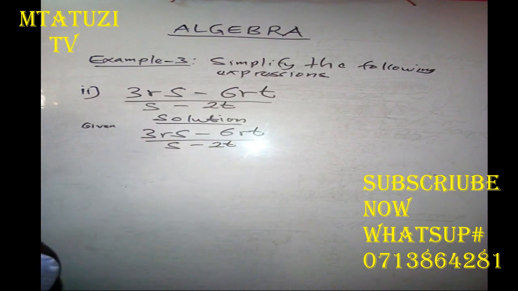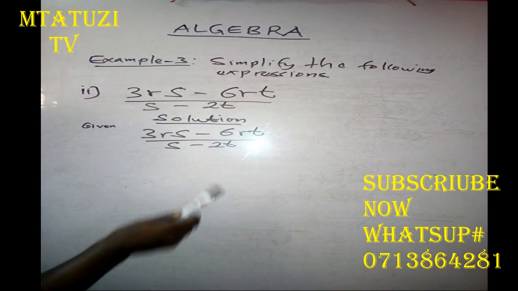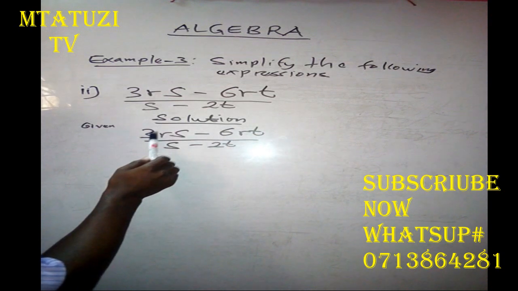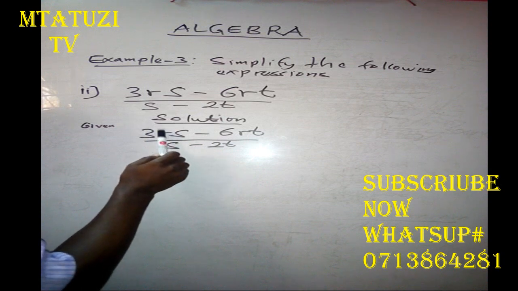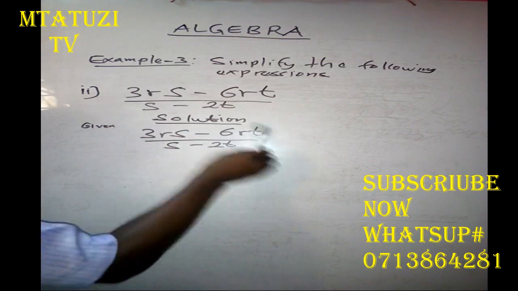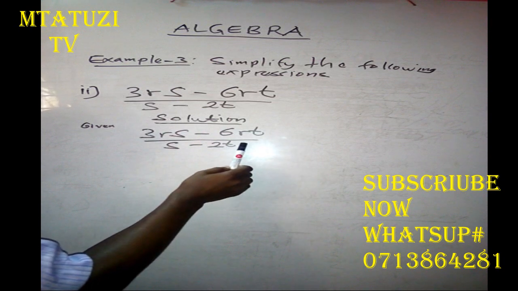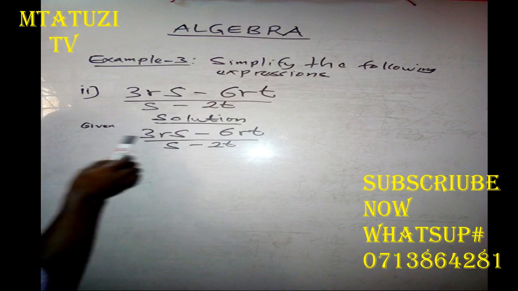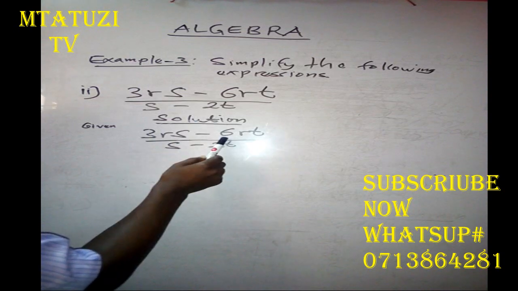In order to simplify this, there is a method you have to apply, and that is the factorization method. You factor out the common numbers and common letters present in both terms, upward and downward. We start with the upward term and then come to the downward term. So now we factor out. How do we factor? We look at the first term: there is 3RS minus 6RT.